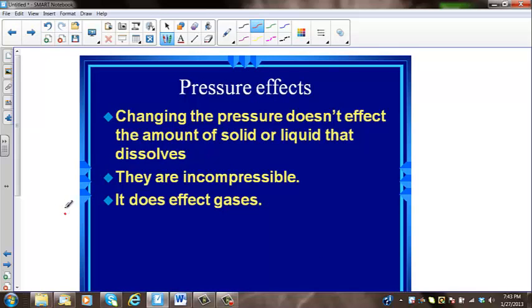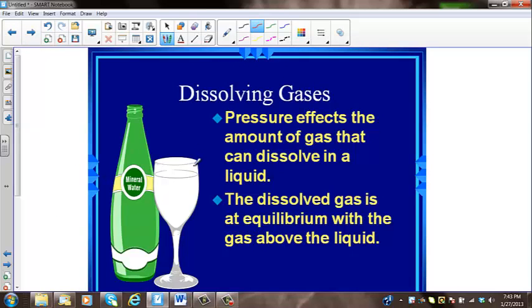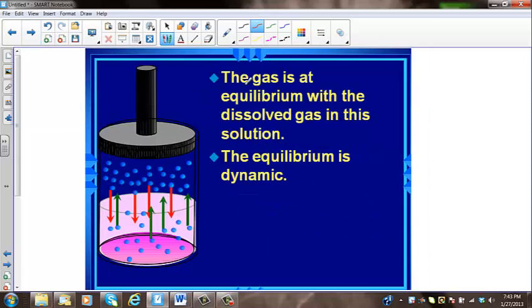Let's talk about pressure effects. Changing the pressure doesn't affect the amount of solid or liquid that dissolves. They are incompressible. That's really important. Pressure only affects gases. Pressure affects the amount of gas that can dissolve in a liquid, for example, mineral water or soda. The dissolved gas is at equilibrium with the gas above the liquid.